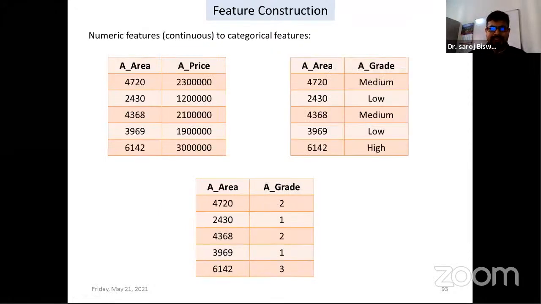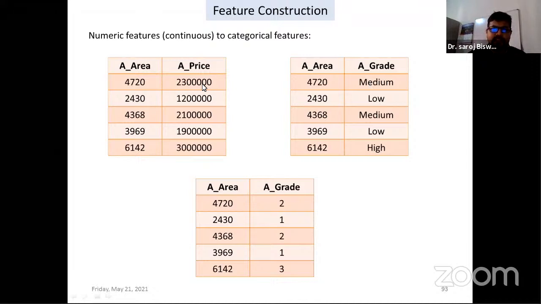Similarly, this can be one of the cases. We're not going to discuss this one. Now here I'm just touching on this case. Here we have prices, and prices are continuous. Here the objective is to convert the continuous values into categorical values. Simply we can do that.